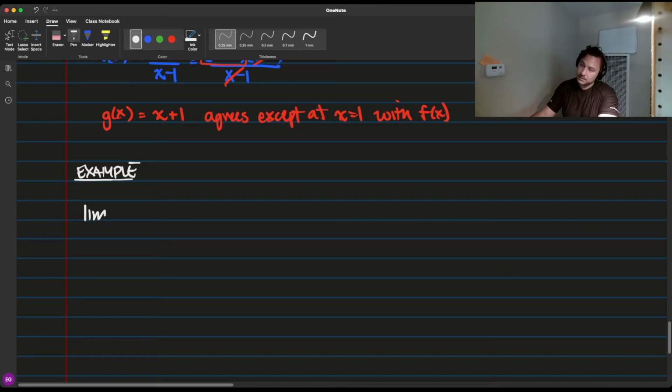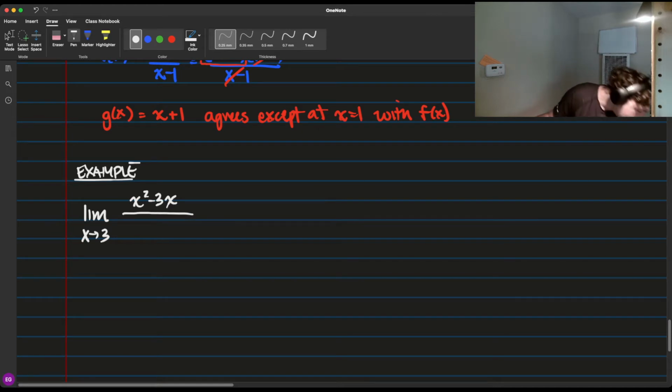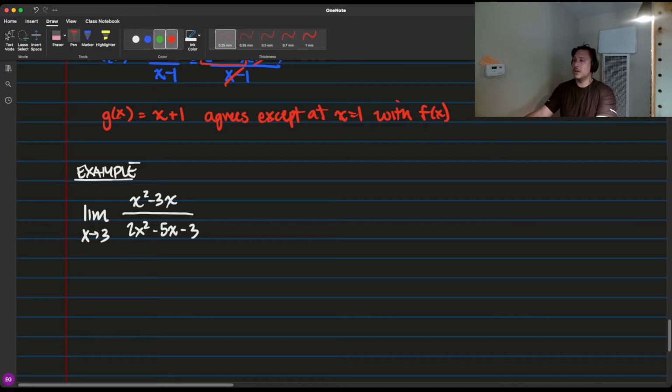Okay, so let's do the limit as x approaches 3 of x squared minus 3x all over 2x squared minus 5x minus 3. Okay, so we're starting off with our f of x. This is the function we're given, which is x squared minus 3x over 2x squared minus 5x minus 3.